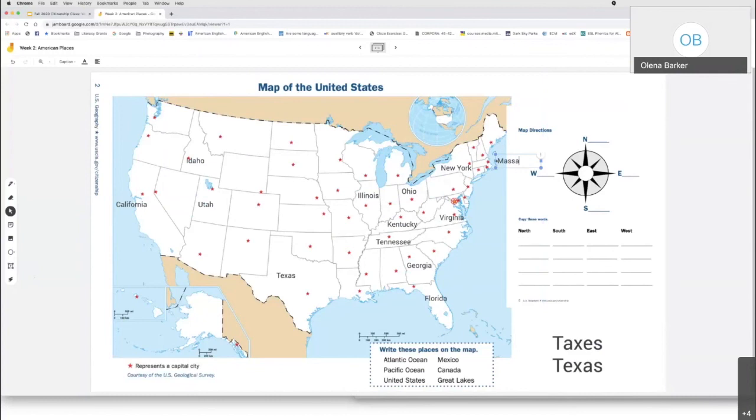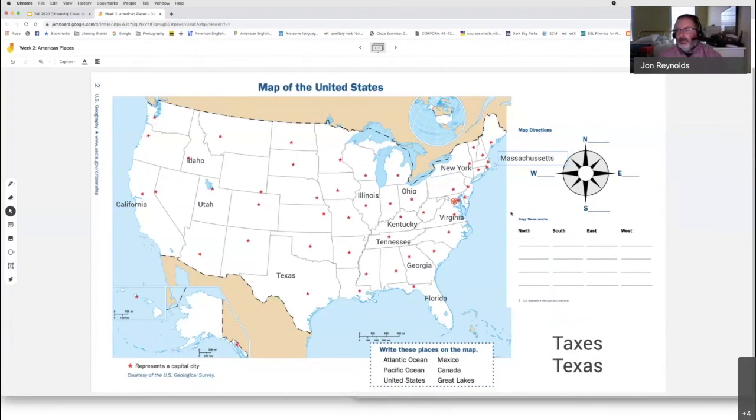Now, of course, next week we'll talk about, or not next week, in 2 weeks, we will talk about the 13 original colonies. So it looks like some of you have already visited some of the colonies, some of the original places.